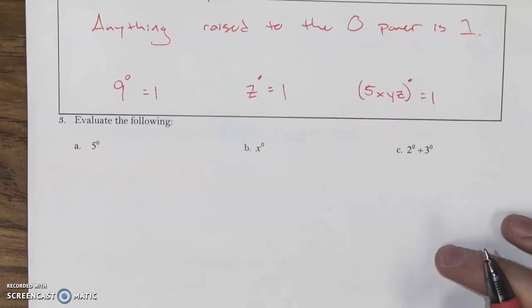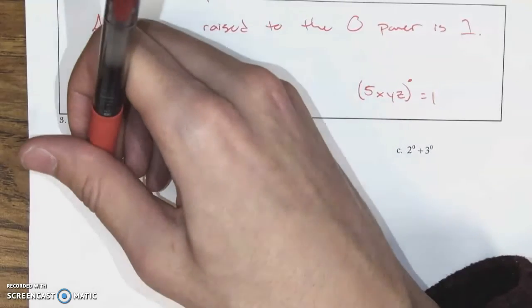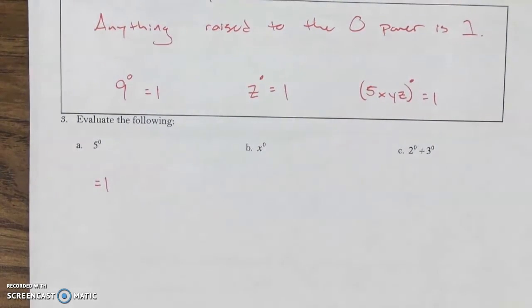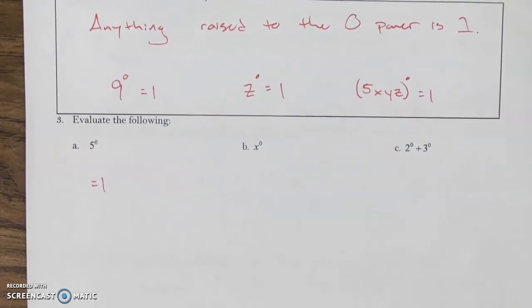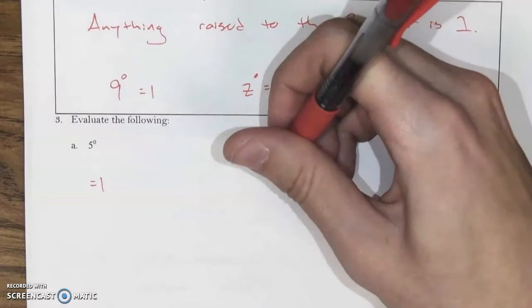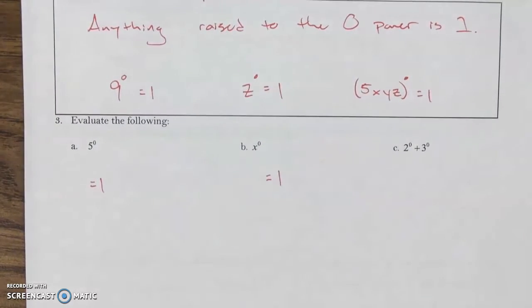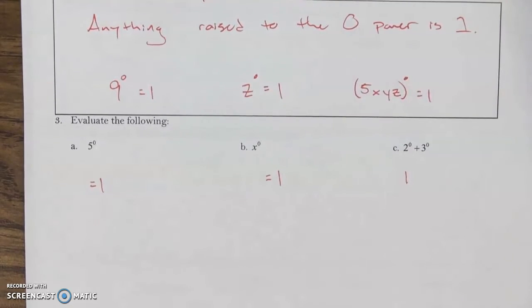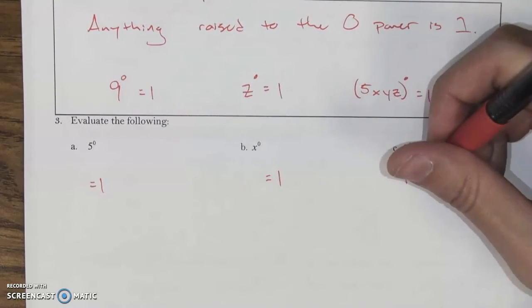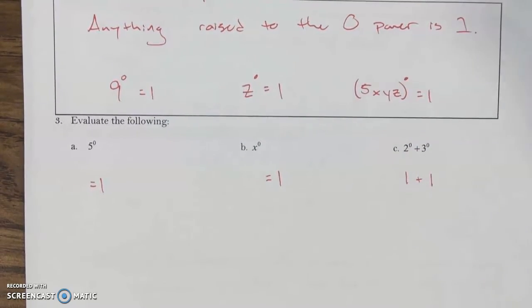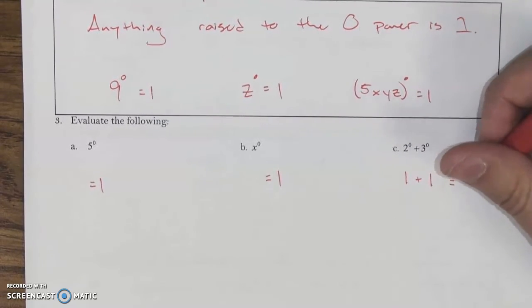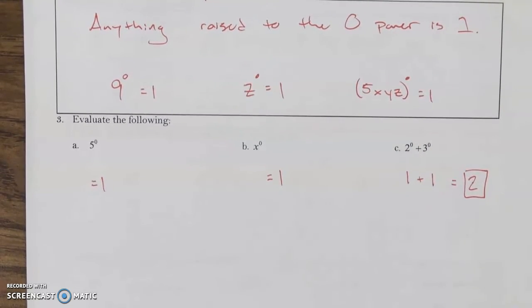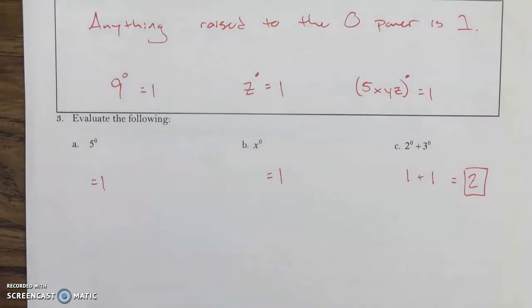Let's practice. 5 to the 0, that's just 1. X to the 0, and x can be anything, is just 1. Here we have 2 to the 0 is 1, plus 3 to the 0, which is also 1. So we get 1 plus 1, which equals 2. And that's objective 38. We'll practice this in class.